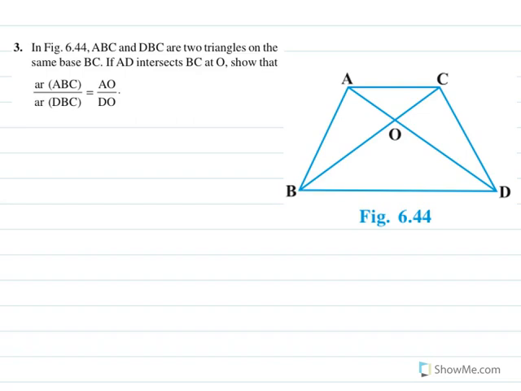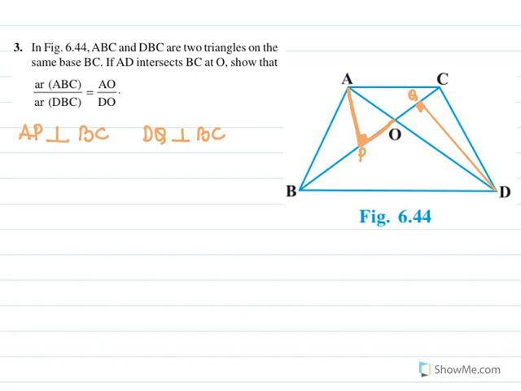In figure 6.44, ABC and DBC are two triangles on the same base BC. If AD and BC intersect at O, show that area ABC over area DBC equals AO over DO. In this sum, we first have to draw two perpendiculars. So here are two perpendiculars drawn. I've drawn AP perpendicular to BC, and then DQ perpendicular to BC. In the next step, I'm going to show these two triangles are similar.